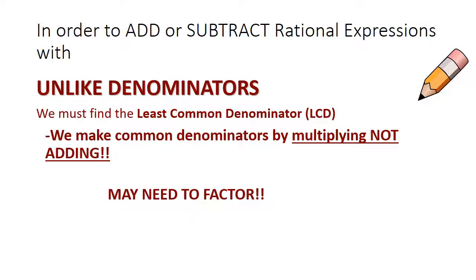Remember, in order to add or subtract rational expressions with unlike denominators, we must first find the least common denominator. We make those common denominators by multiplying, not adding. Just like in that previous slide, I multiplied the fraction by 2 to get a like denominator. So we're going to multiply. As always, we're going to keep factoring every day.